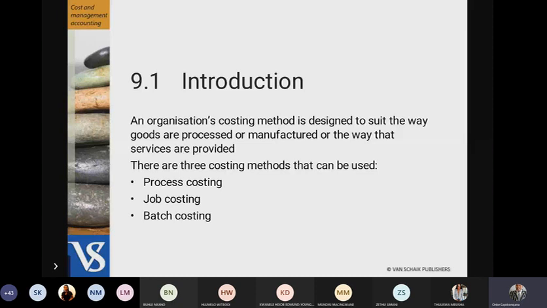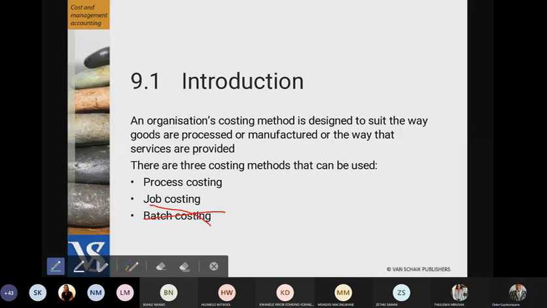Therefore, we've got mainly 3 costing methods that we adopted. The first one is your process costing, job costing, and batch costing. But you don't need to mind the last one, which is batch costing, because we are no longer making use of this method at all. So basically it left us with process costing and job costing. Those are the 2 methods that we are going to look at and see how to do the report according to those methods.